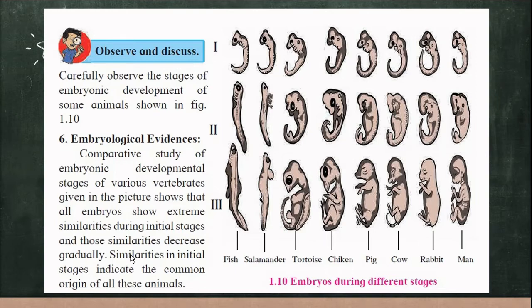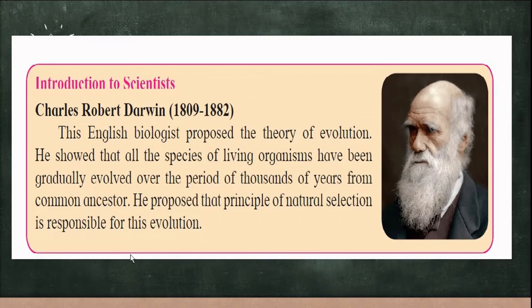Now let us understand the scientist who has given the theory of natural selection. He was Charles Darwin, Charles Robert Darwin. He was an English biologist and he proposed the theory of evolution. He showed that all the species of living organisms have gradually evolved over thousands of years from a common ancestor, that is, a common origin. He proposed that the principle of natural selection is responsible for evolution.